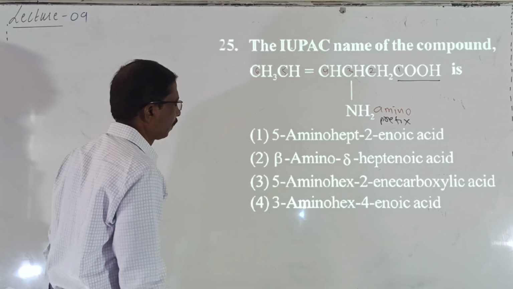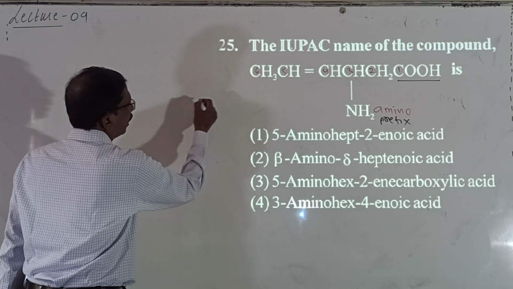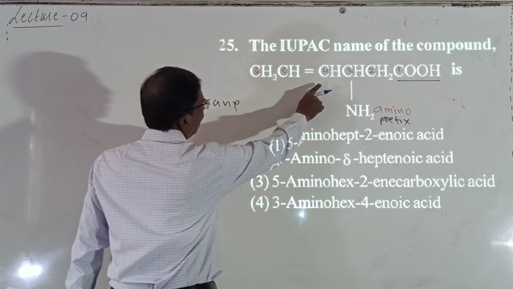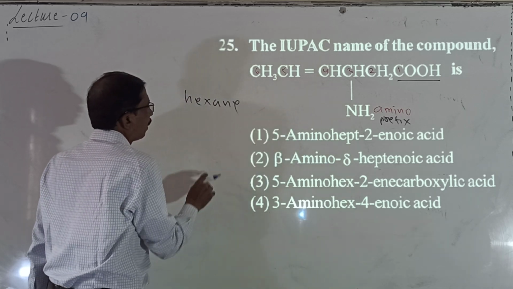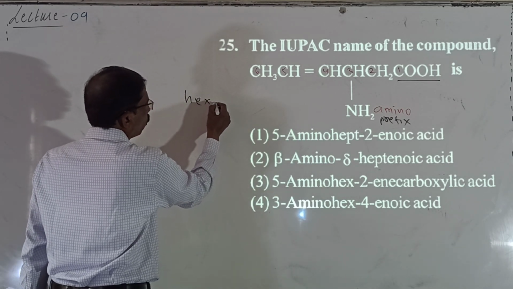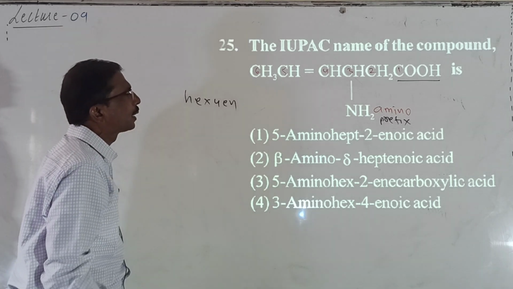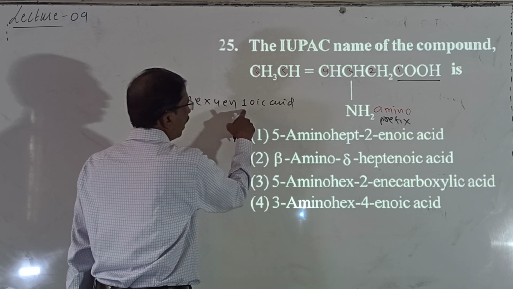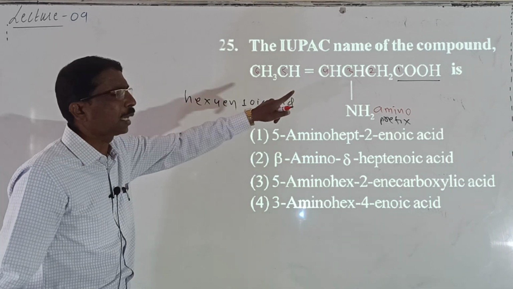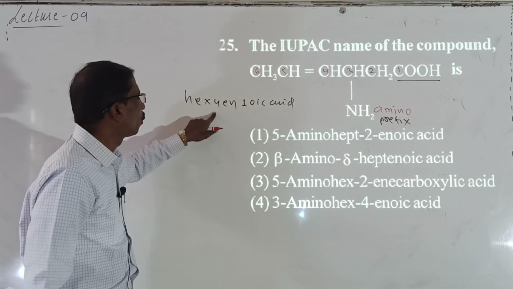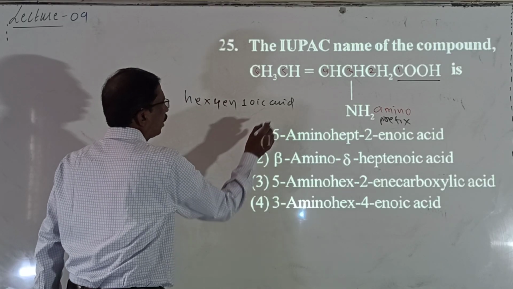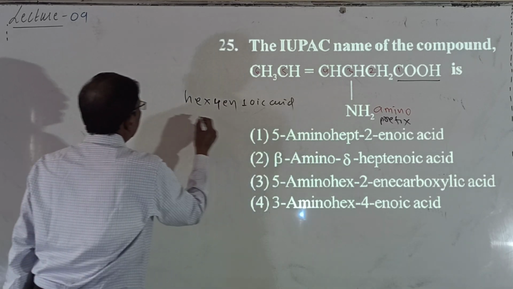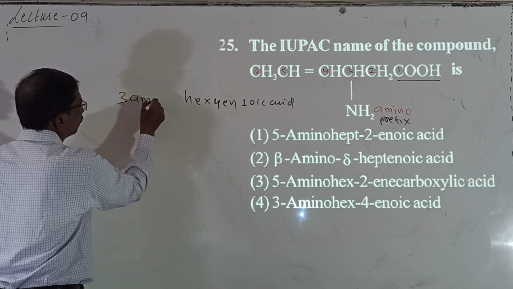Then what is its name? Look here, I will write. First I will write this hexane. Look here, hexane, 6 carbon atoms are there. Then the fourth carbon atom has double bond, so I will write hex 4-ene, and E is replaced by OIC acid, 1-oic acid. You may write 1 or may not write 1 because the carboxylic acid stands for 1. Hex-4-en-1-oic acid, and here it is third, it is prefix 3-amino.